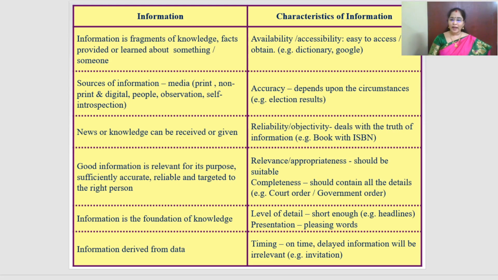Let us focus on the characteristics of information. The information should be very easy to access. If you want to learn a new word or find out the meaning of a word, you can easily access the dictionary or Google. The information which is given should be accurate. For example, when revealing the election results, it has to be very accurate. And the information should have its own trustworthiness, that is called reliability. For example, the books which have ISBN, that is International Standard Book Number, are considered to be quality books.